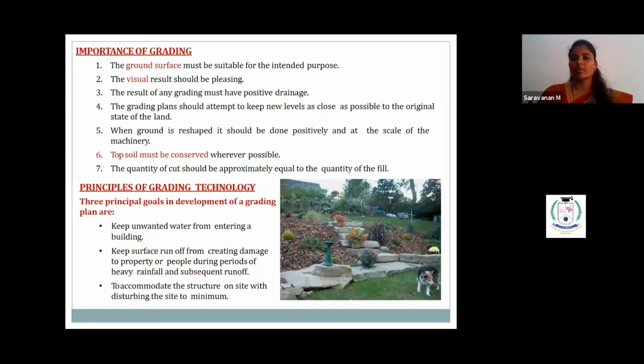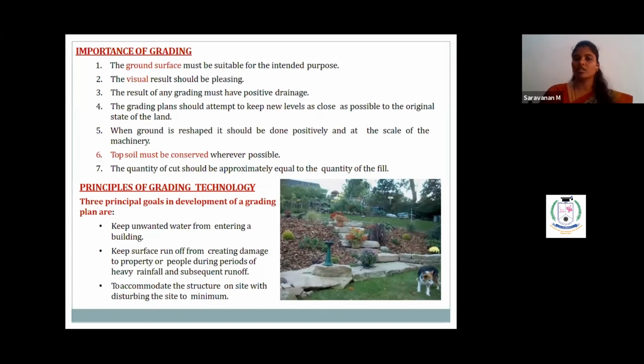The ground surface must be suitable for the intended purpose. So whatever purpose is required, it should be suitable. The visual result should be pleasing. The result of any grading must have positive drainage. The grading plan should attempt to set new levels which originate from the state of the land. When the ground is reshaped, it should be done at a scale appropriate to its machinery.